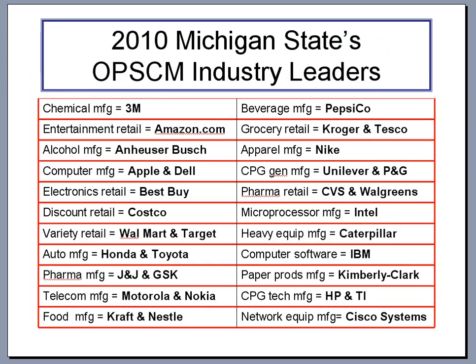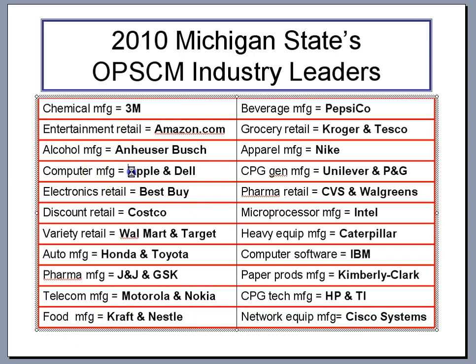So who are the leaders? The leaders are recognized by quite a few different components. This one was done by Michigan State. There's other polls that have top 25 supply chains and so forth. The nice thing about this one is they picked one in each industry. So you can look here. We've got some local ones. Here's Apple. That's a local company.